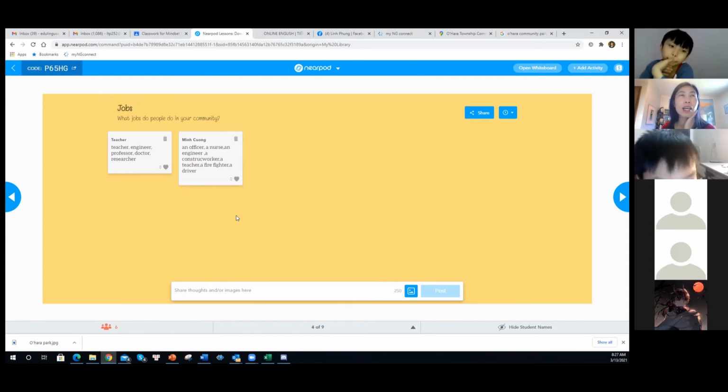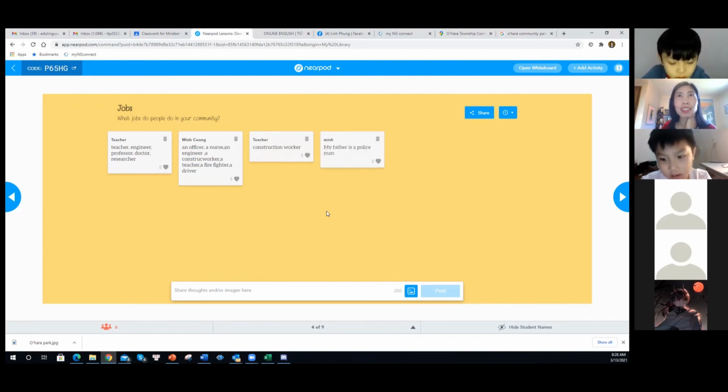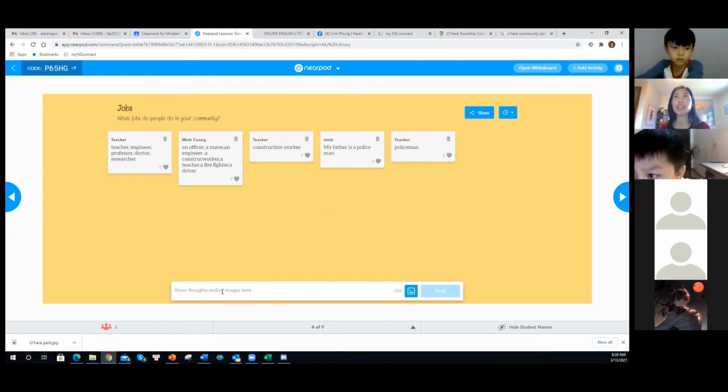Policeman and accountant. Minh Cường wrote an officer, a nurse, an engineer, a construction worker, a teacher, a firefighter, a driver. Good. Wow. So many jobs. But Cường, you have to say construction worker. Yeah, not construct worker, but construction worker. Wow, that's a big word. You know the word. Police, okay, policeman. Ming, policeman, you write it together like this. Policeman. Okay.